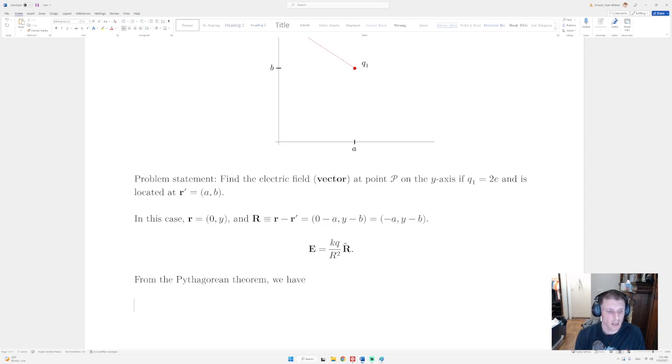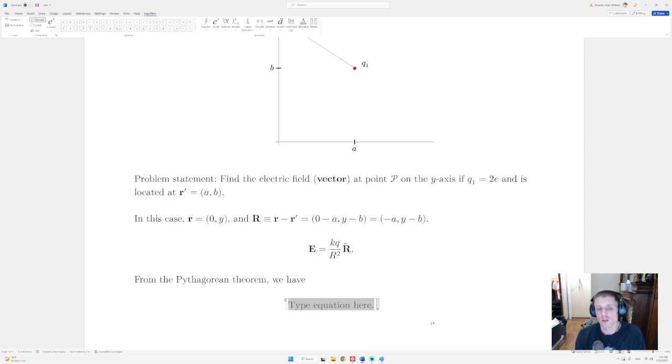We can do this with vectors. Hopefully everybody's aware of this, but maybe it's been a while, maybe you had a crazy winter break. No judgment, but we can just write that essentially big R is the hypotenuse of the right triangle with one side length a and the other side length y minus b.